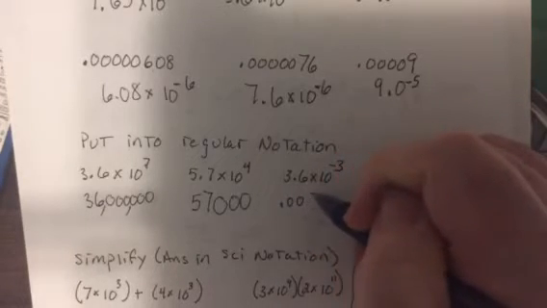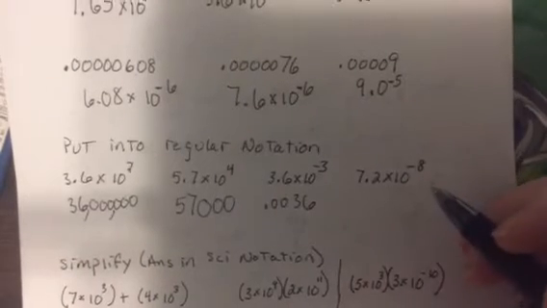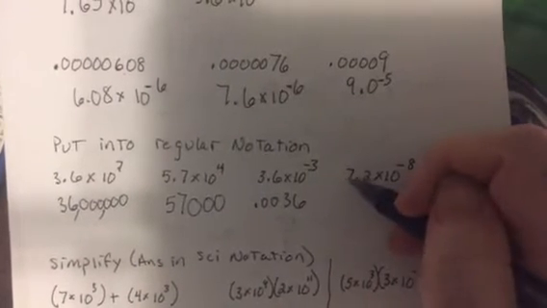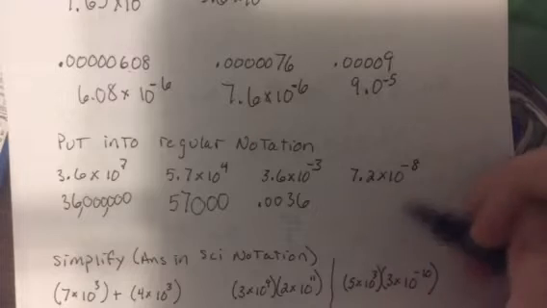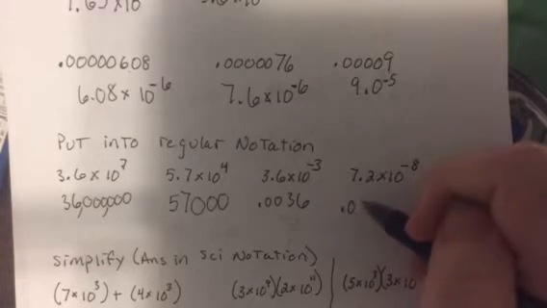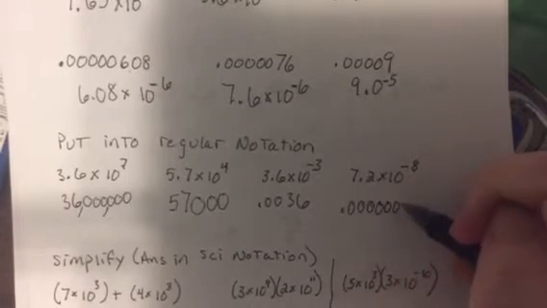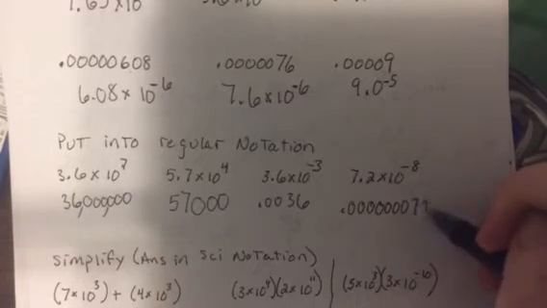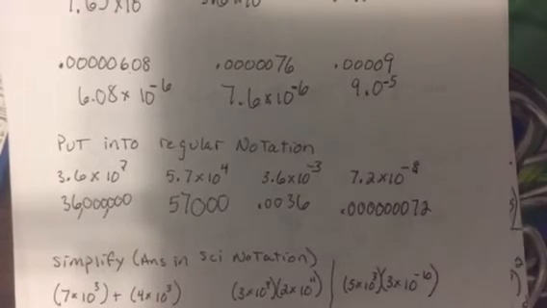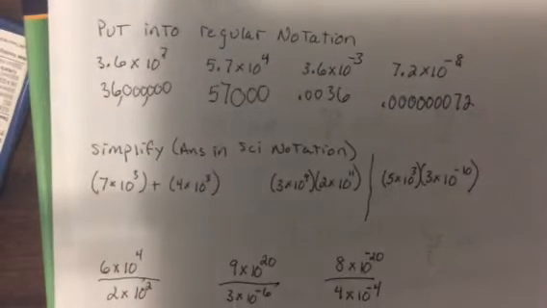So 1, 2, and then 3, 6. So I have to move it once to get to 7 past the decimal, and then 7 more. So 1, 2, 3, 4, 5, 6, 7. 7, 2. 7, because 1 and 7 is 8.